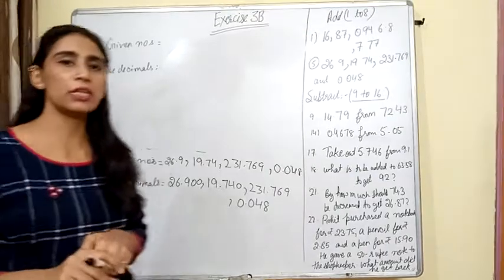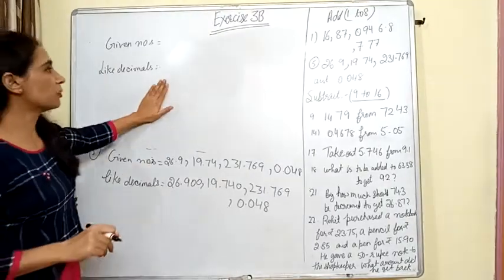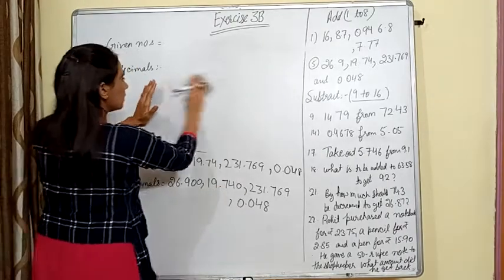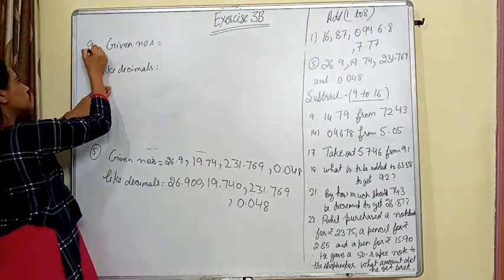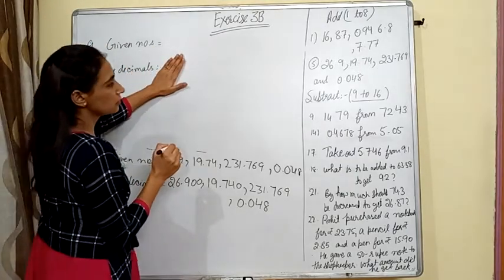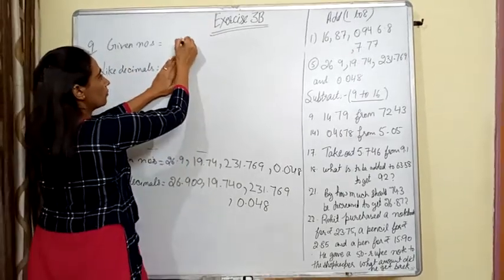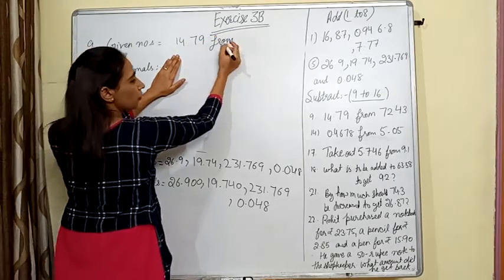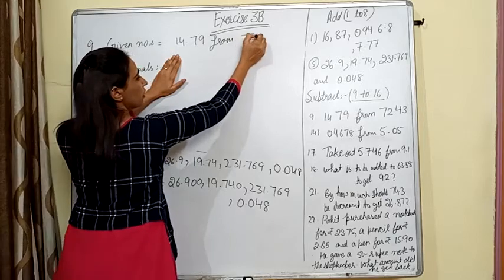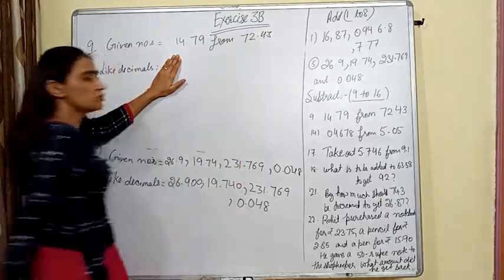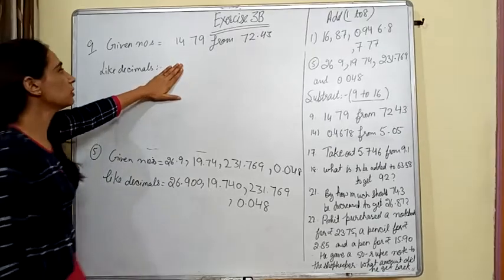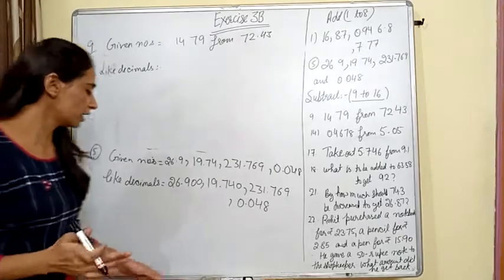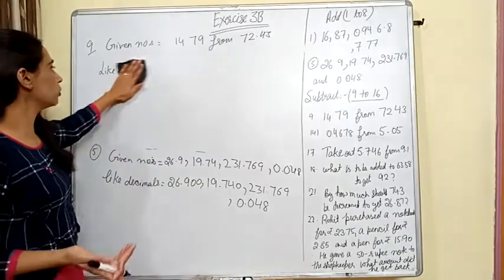First we will convert that into like decimals, then we will subtract. So what is our question number 9? In question number 9, the given numbers are 14.79, which we have to subtract from 72.43. First we will convert this into like decimals. Here there are 2 digits after the decimal, and here also 2 digits, so this is already in like decimals, no need to convert.